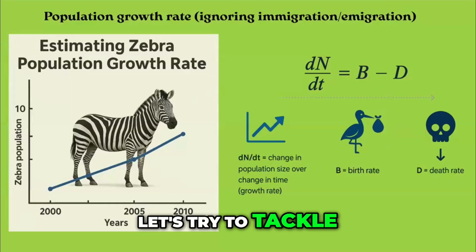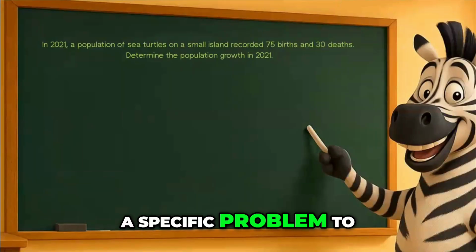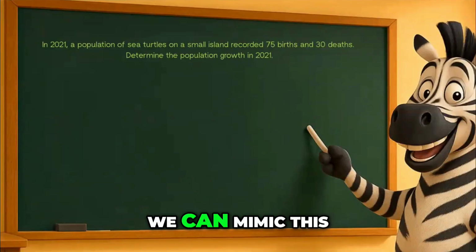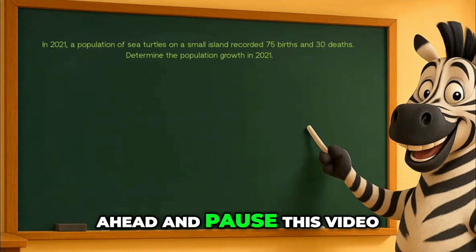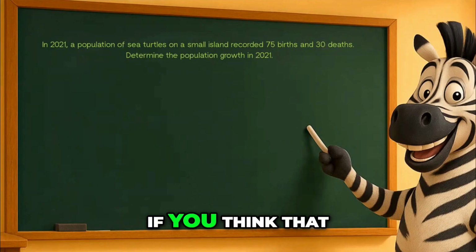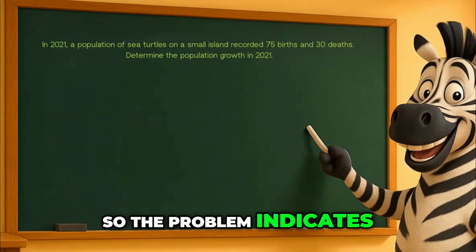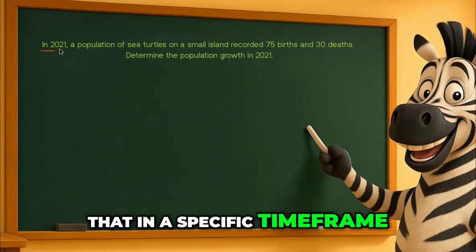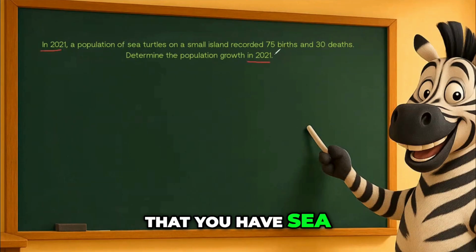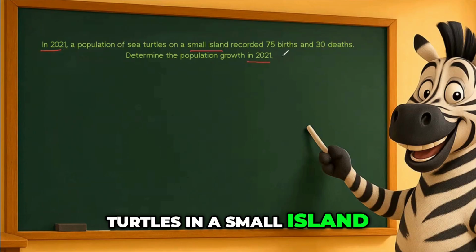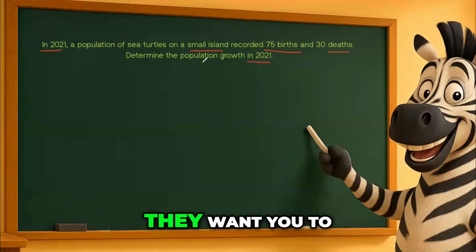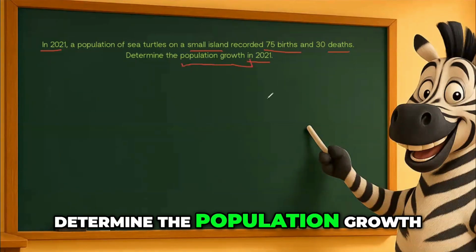Let's try to tackle a specific problem to see if we can mimic this same type of problem. If you want to go ahead and pause this video, please do so now if you think that you can tackle this problem yourself. Okay, so the problem indicates that in a specific time frame, 2021, you have sea turtles on a small island. They've recorded the births and the deaths, and they want you to determine the population growth.